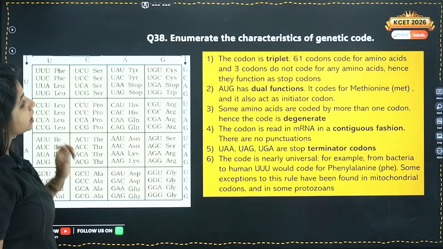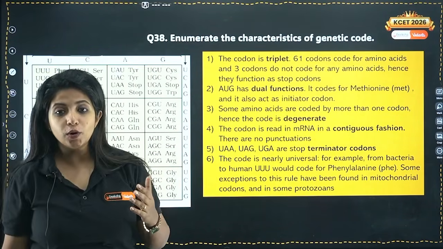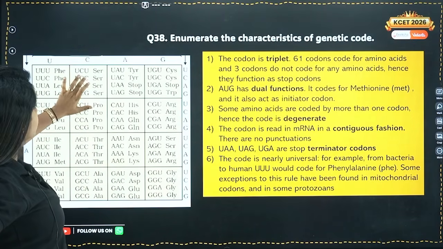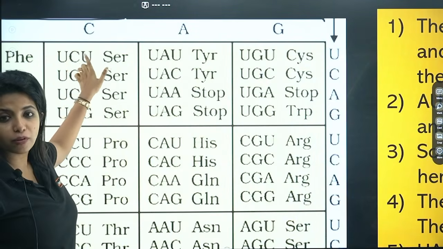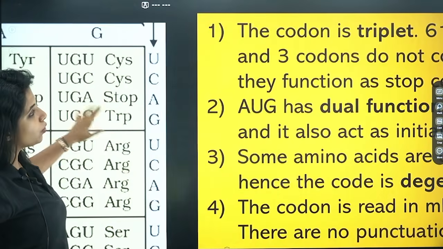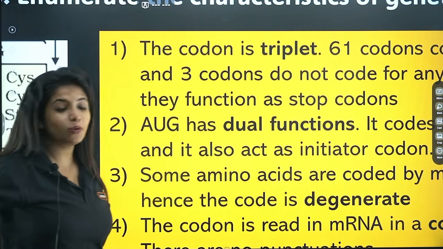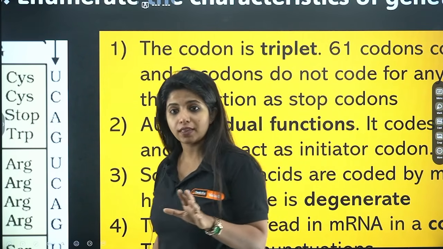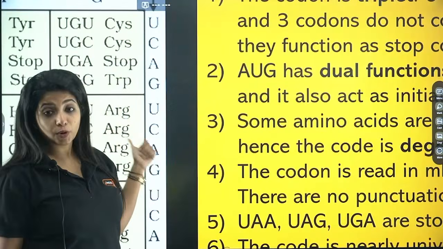Now, enumerate the characteristics of a genetic code. So what are the characteristics of a genetic code? If you look at the genetic code, my dear children, it is in the form of codons. So the codon is triplet in nature. In total we have 64 codons. How many codons are there? 64 codons are there.